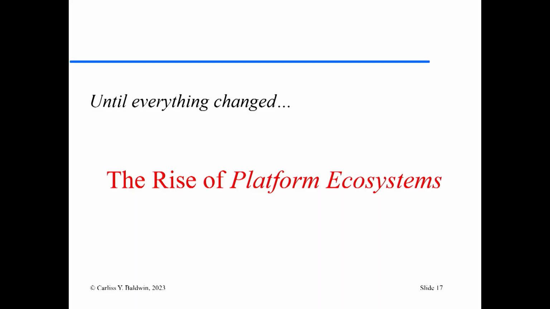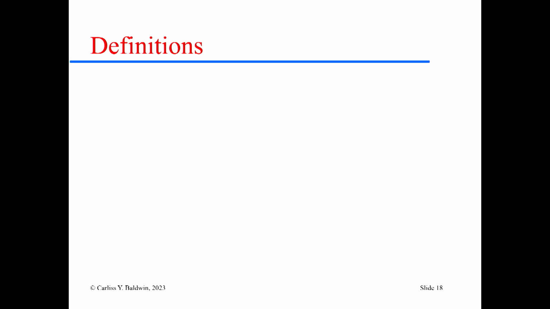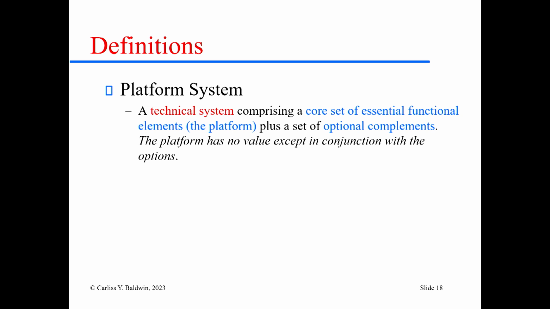So then everything changed, and I want to talk briefly about the rise of platform ecosystems. So a platform system is a technical system comprising a core of essential functional elements, the platform, plus a set of optional complements. The platform has no value except in conjunction with the options, the complementary options. The SIBO, as I learned to call it today, is a platform. And Ariane talked about their ecosystem. They are the center of a platform.